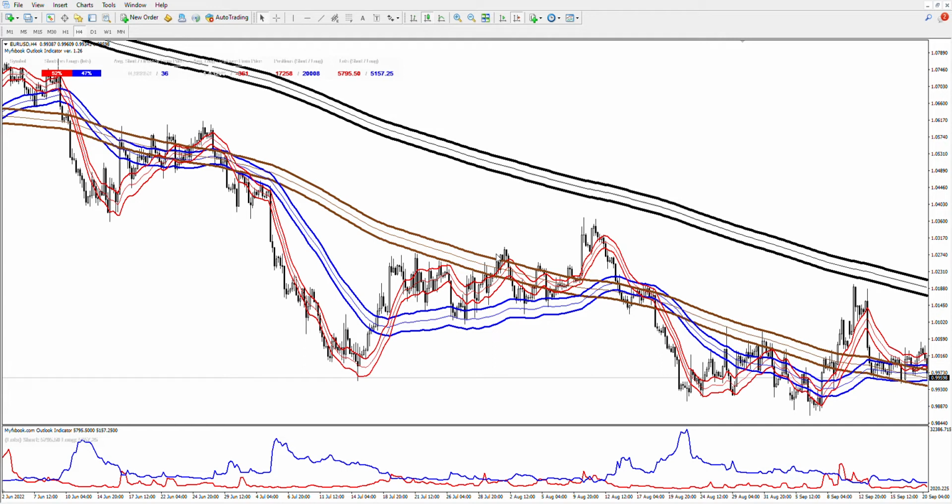But we don't use just any moving average, any average, you see. We use averages of a certain period. Let's say the average price for the week, the average price for the month, the average price for the year, the average price for the day.